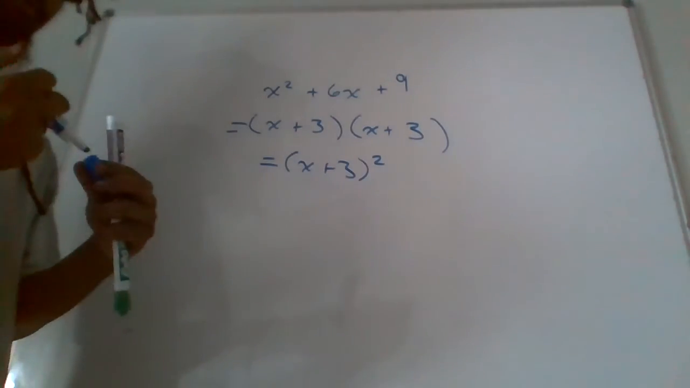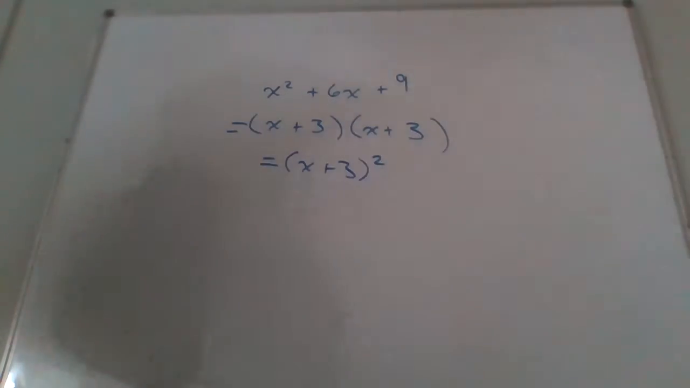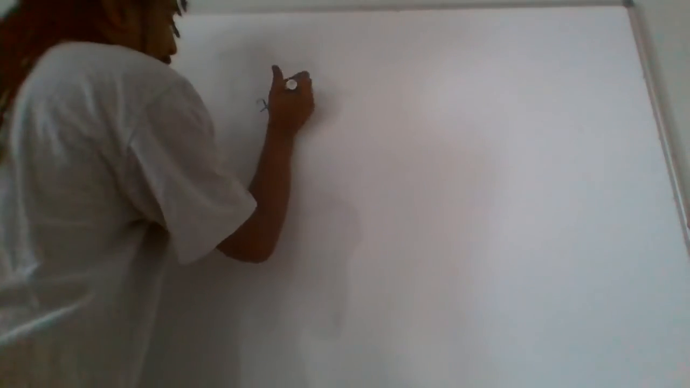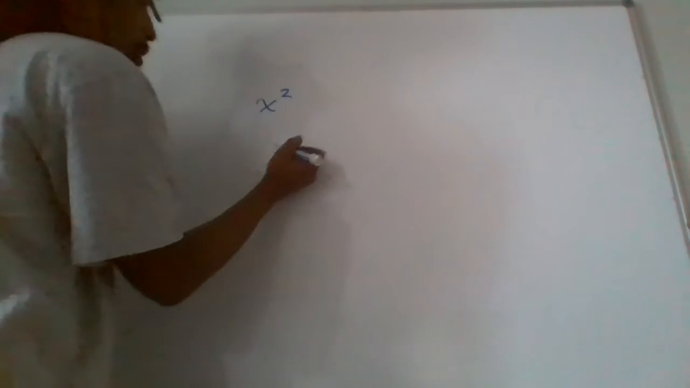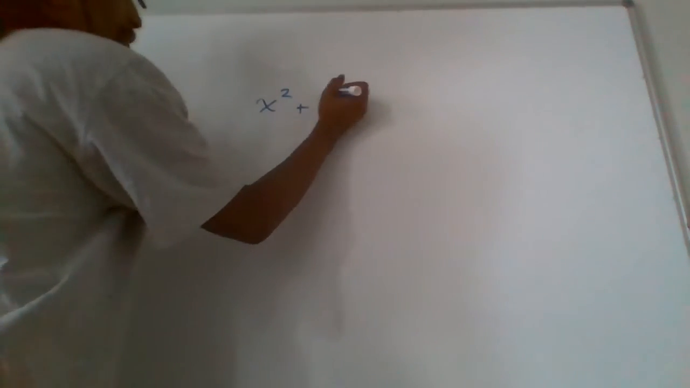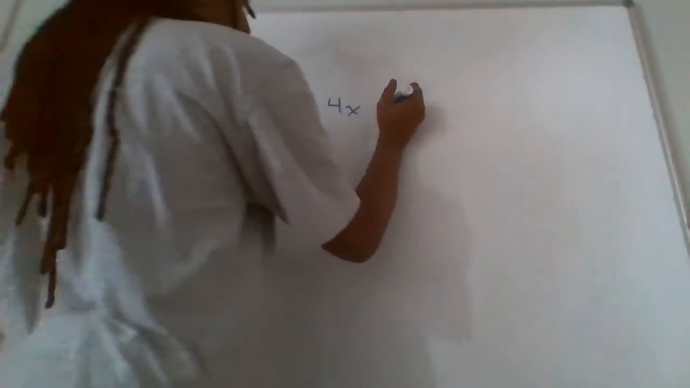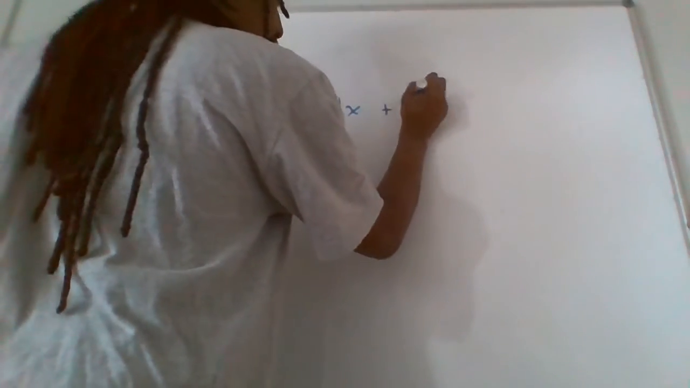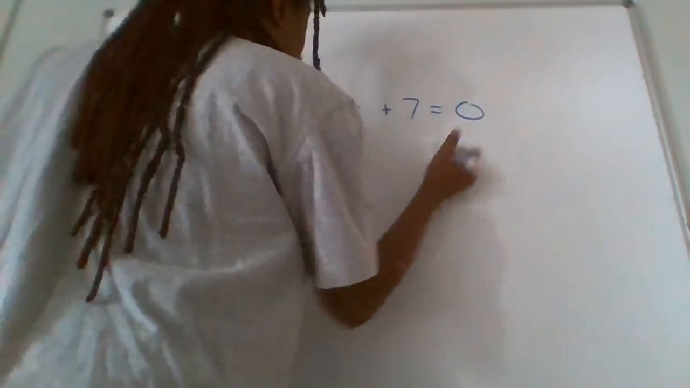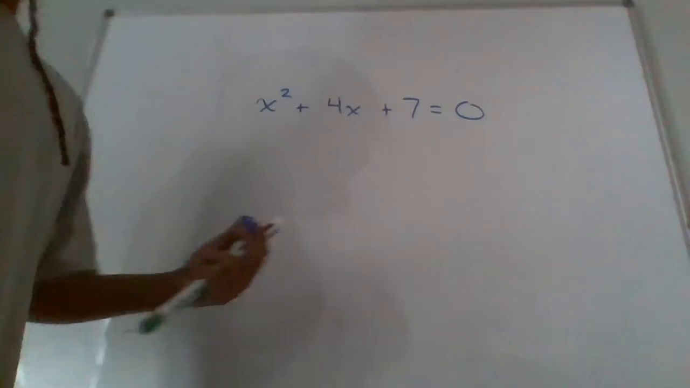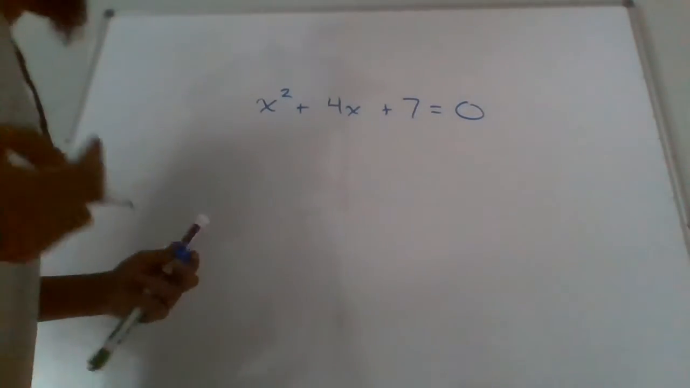So I'll show you an example. I'll use different numbers. So let's say we have an equation, x squared plus 4x plus 7 is equal to 0. I just made this up off the top of my head. I don't even know if it'll really work. It doesn't really matter because we're still going to get it done.